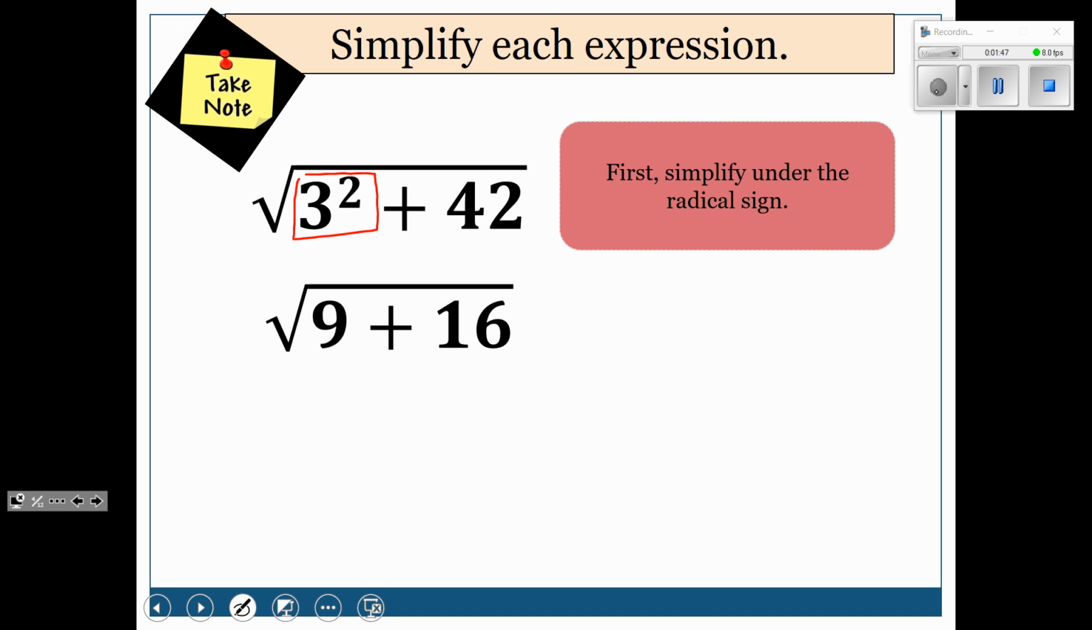That is supposed to be 4 squared. This is supposed to be squared. It didn't work on my PowerPoint. 3 squared plus 4 squared, so we're going to do both exponents first. 3 squared is 9, and 4 squared is 16. Now we have 9 plus 16, which is 25, which happens to be a perfect square, and the square root of 25 is 5.